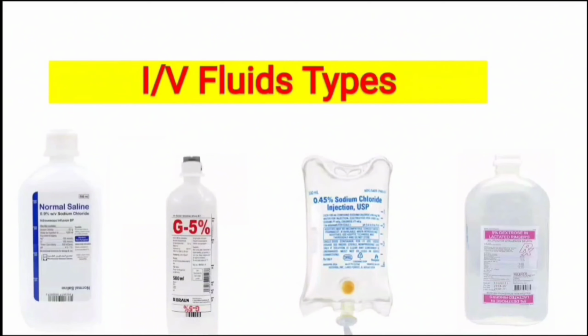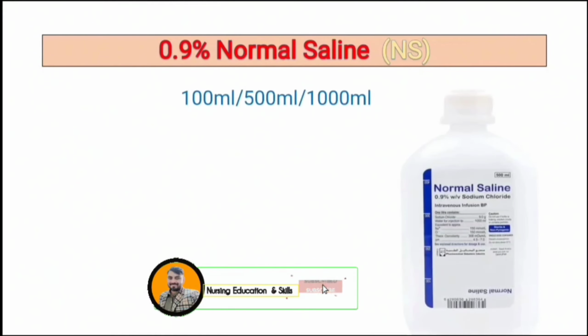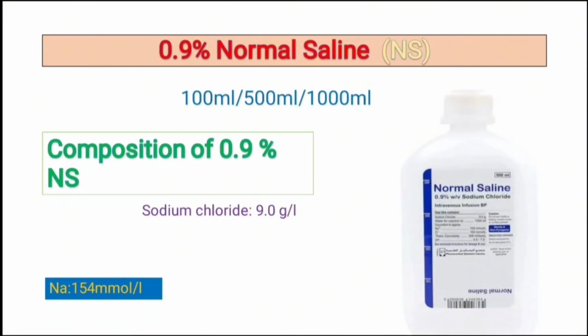Today I am going to discuss IV fluids types. 0.9% normal saline. Its composition is sodium chloride 9 gram per liter, sodium 154 millimole per liter and chloride 154 millimole per liter.